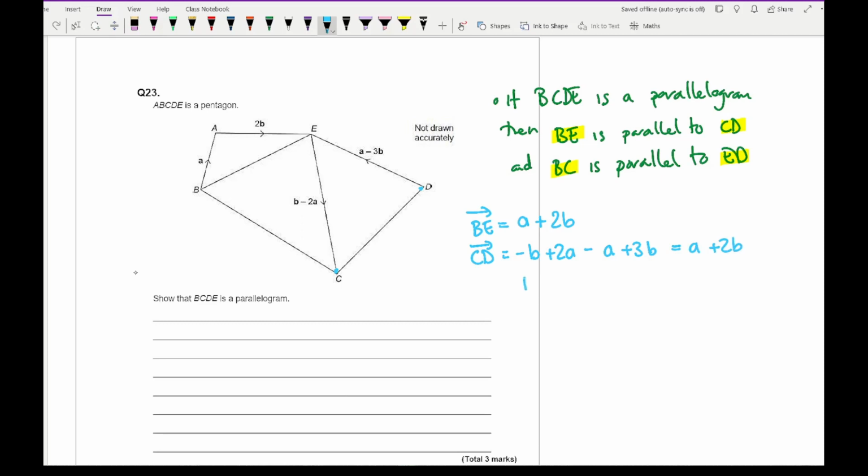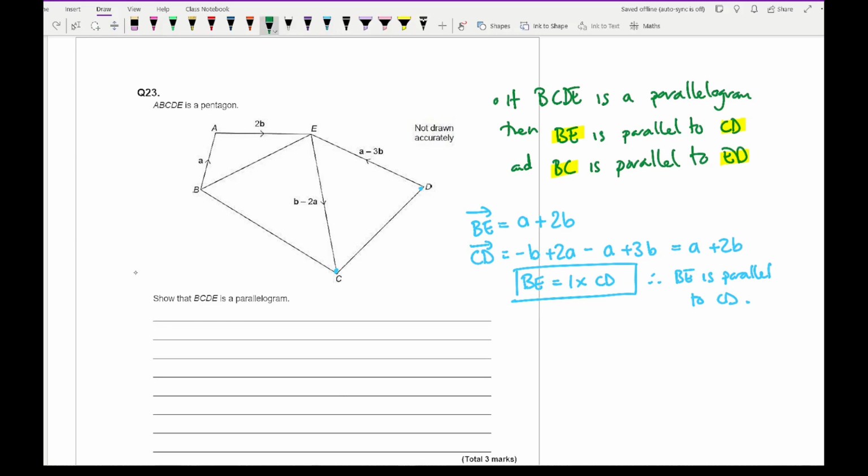So here I've got BE equals 1 times CD. Therefore BE is parallel to CD. Also, because I haven't got a shared letter, that shows that they're not on a straight line either.